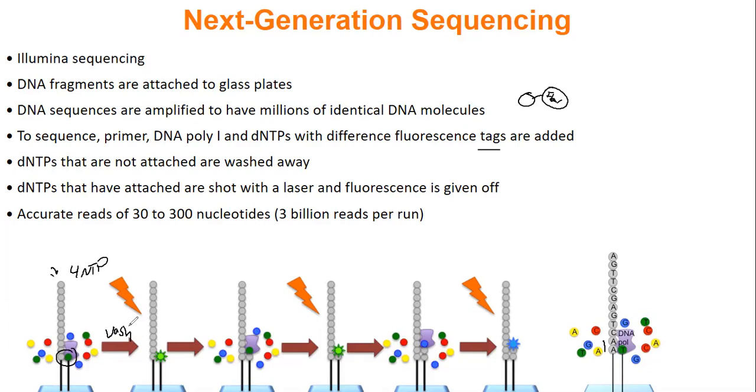Repeat: add all four nucleotides, let them attach, wash away, hit with a laser, green, and so on and so forth. You do that until your DNA sequence is finished. So here, like the chain terminator sequence, this method's only good for short DNAs, you know, 30 to 300 nucleotides, but per run, you can do this 3 billion times at once. So it's pretty scalable. You can get a whole organism done, like I said, within a day, no problem, just with the massive number of reads.